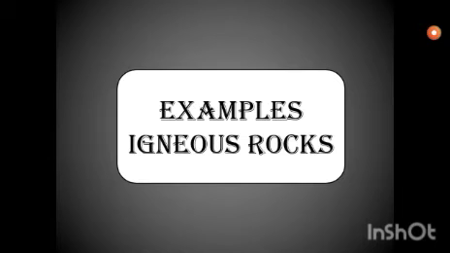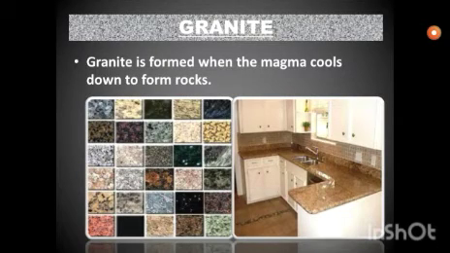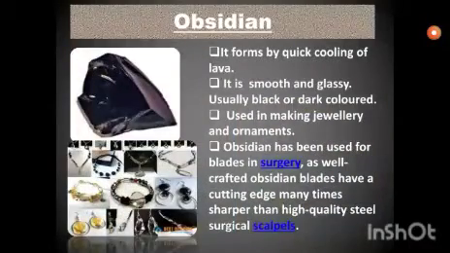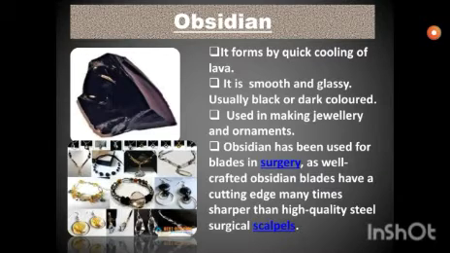We saw what igneous rocks were. Now we will see the examples of igneous rocks. Granite. Granite is formed when the magma cools down to form rocks. So, granite is used as kitchen flooring. The marble that is used is nothing but a type of igneous rock, the kitchen floor or the marble that we saw.